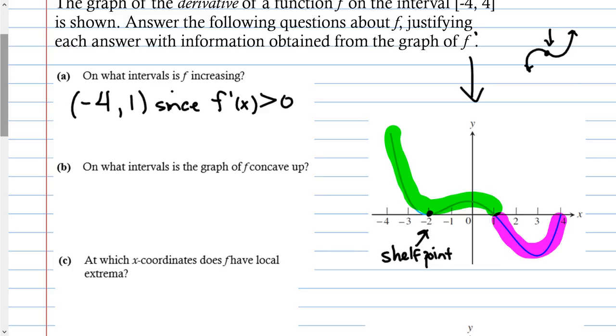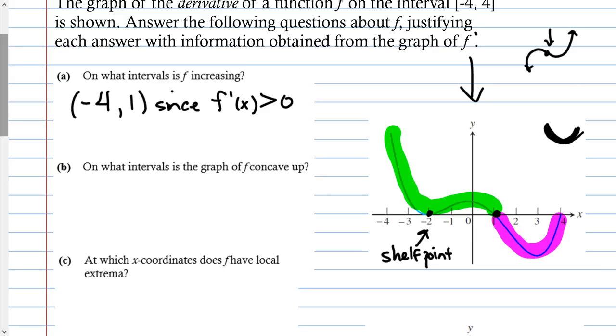Okay, let's see, what else? D, on what interval is the graph of f concave up? Oh, before I go on, here's the other critical value right there. Okay. On what intervals is the graph of f concave up? Concave up means, right, happy face. Now, it's kind of hard to tell where it's a happy face when I don't have f.